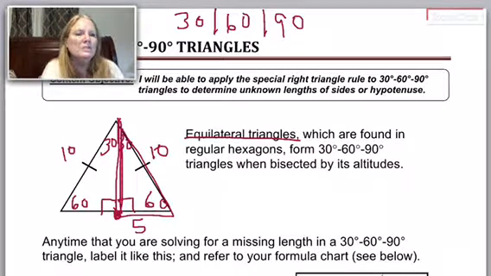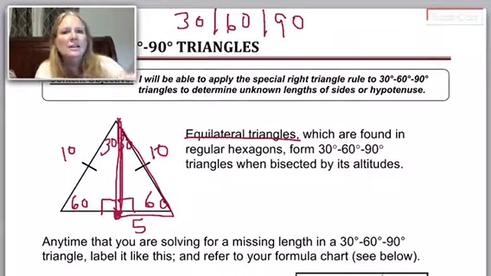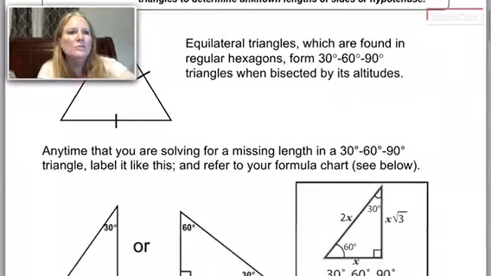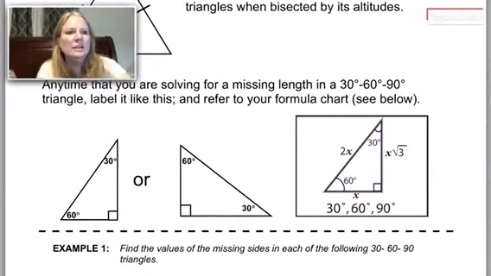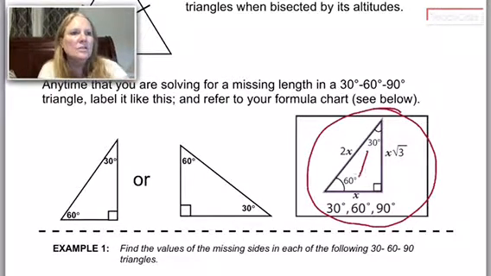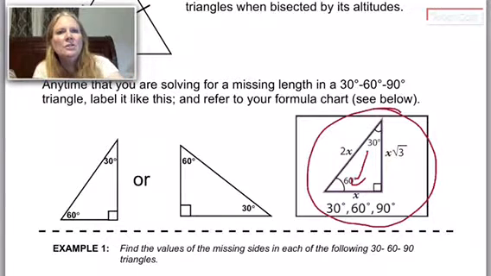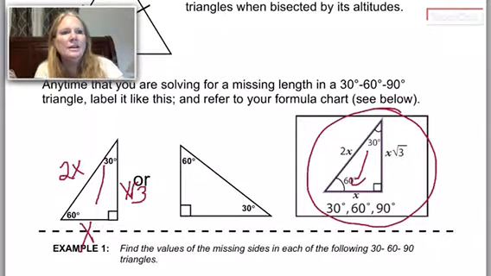Anytime that you're solving for a missing length in a 30, 60, 90 triangle, let's scroll down and see how we are going to label it. Okay, it looks like this here is how you want to label it. You want to put an X across from 30, a 2X across from 90, and X to the square root of 3 across from 60. So here, 30 is here, so here is my X, here's my 2X, and here is my X to the square root of 3. And the one next to it, be careful because 30 is here, so your X would be here, 2X here, and X to the square root of 3.